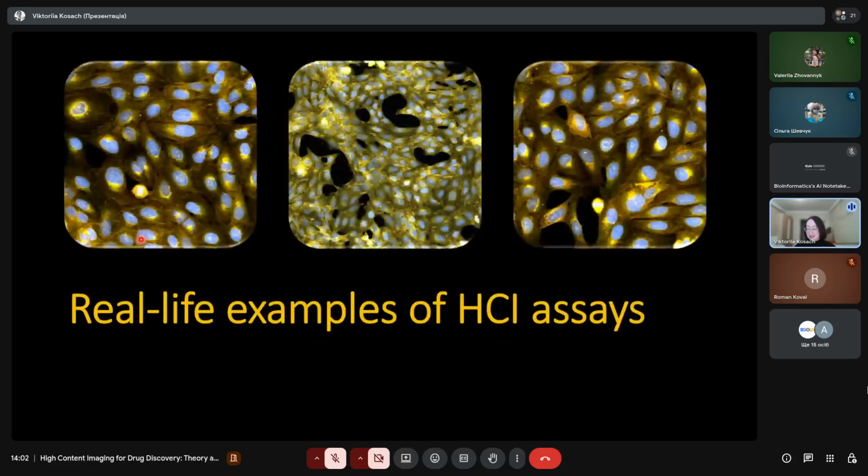Okay, so actually it was our first chapter, first section. I already see that we are talking for about an hour. I will quickly, maybe not to hold you further, show several real-life examples of the assays. Just a minute.